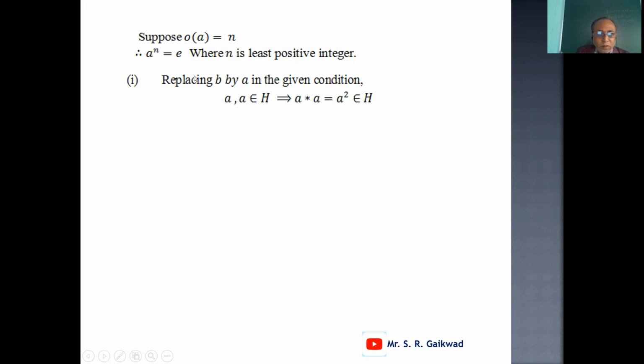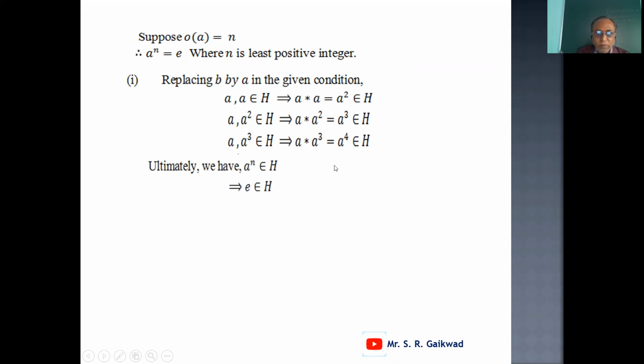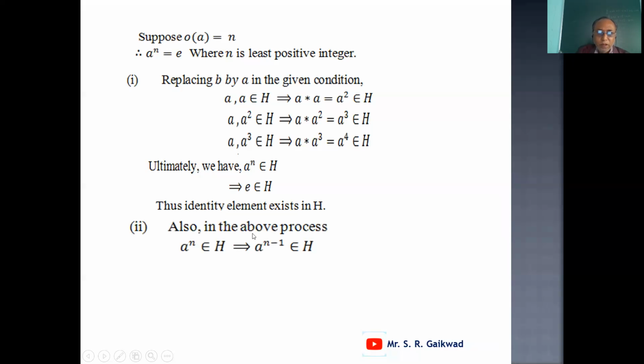Now, the given condition is a, b belongs to H implies a star b belongs to H. In that given condition, we can replace b by a. It means a, a belongs to H implies a star a, which is a square, also belongs to H. Now, a, a square belongs to H implies a star a square, which is a cube, also belongs to H. Similarly, a raised to 4 belongs to H, and so on. a raised to n also belongs to H. But a raised to n is nothing but the identity element. It means the identity element belongs to H. It means the identity element exists.